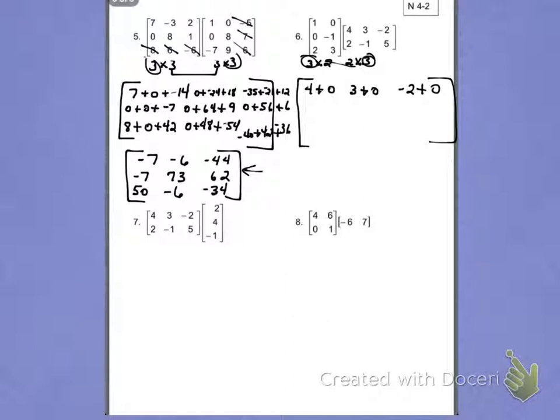Start over with the middle row, first column. 0 times 4 is 0, plus negative 1 times 2 is negative 2. Middle row, middle column. 0 times 3 is 0. Negative 1 times negative 1 is positive 1. And then middle row, last column. 0 times negative 2 is 0. Negative 1 times 5 is negative 5.